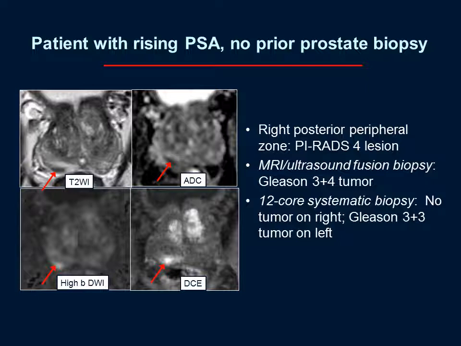This lesion underwent a targeted biopsy using a real-time MRI ultrasound fusion system, which demonstrated this to be an intermediate grade tumor having a Gleason score of 3+4. The patient concurrently underwent a 12-core non-targeted systematic biopsy, and that biopsy in fact did not pick up the lesion on the right, which the MRI shows quite well, although it did pick up a low-grade Gleason score 3+3 tumor on the left, which the MRI does not show.